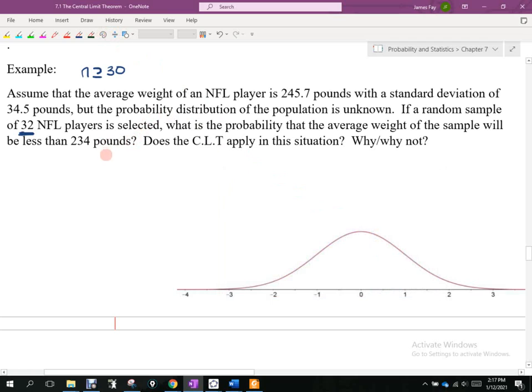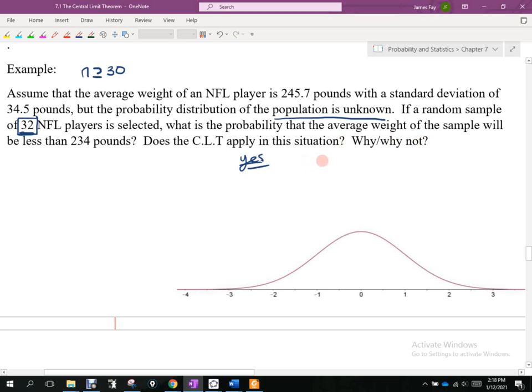It says 32 NFL players are selected in our sample. What's the probability that the average weight of the sample will be less than 234 pounds? The question also asks, does the central limit theorem apply in this situation? We're taking samples and finding their averages, and then we're going to see what the distribution of those averages looks like. Because we do not know the distribution of the population, we have to make sure that n is greater than 30. If it is, then yes, it does apply, and the reasoning is the discussion we just had.